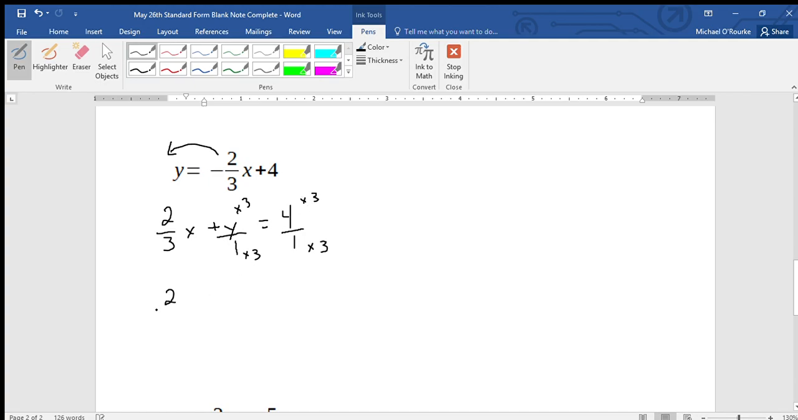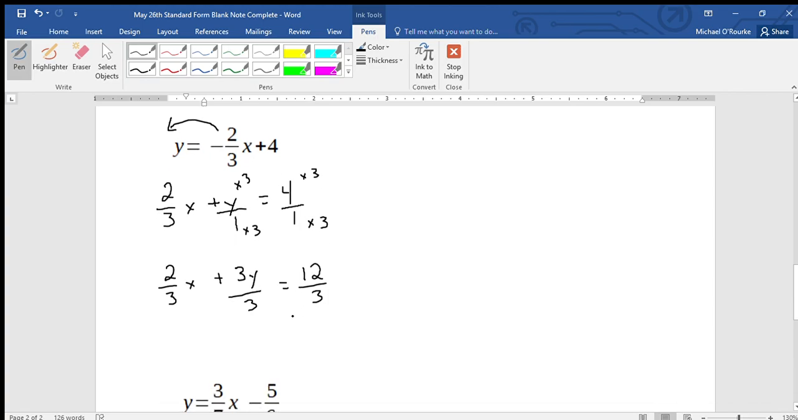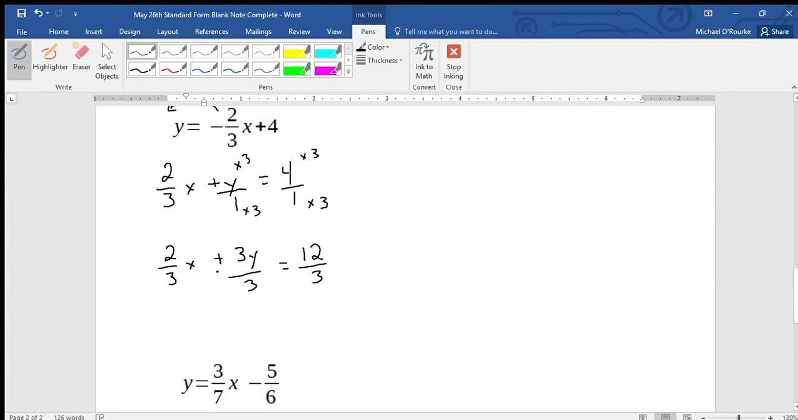So then it's going to end up as 2 over 3x plus 3y over 3 equals 12 over 3. Then, once I have a common denominator, as we did before, we're going to get rid of them, which is going to leave me with 2x plus 3y equals 12, where a equals 2, b equals 3, and c equals 12.